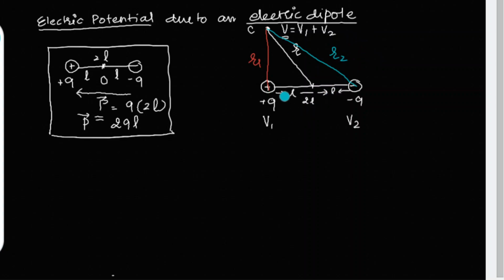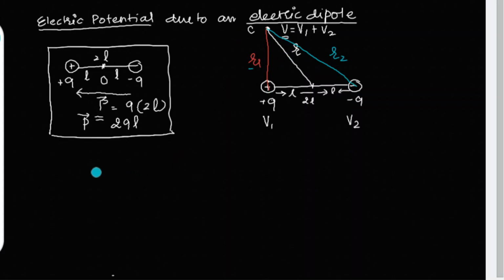Now we can clearly see here the charge plus Q is there, and C point. There is a distance between C and the plus Q charge, which is r1, and a distance between point C and the minus Q charge, which is r2. Okay, so after understanding the diagram, we can see the electric potential due to an electric dipole over there.